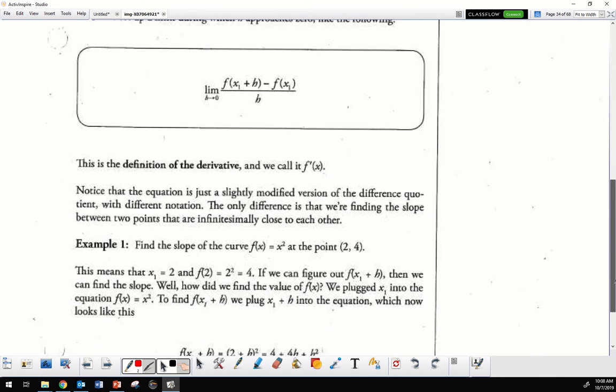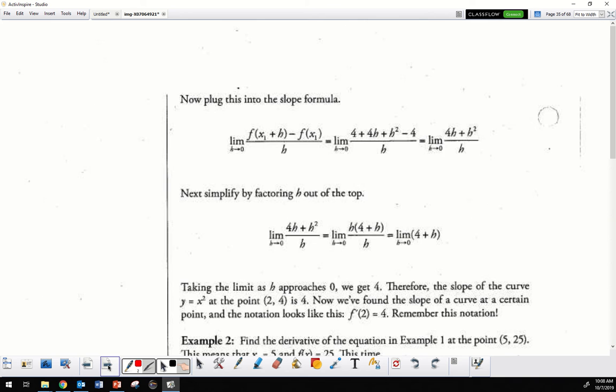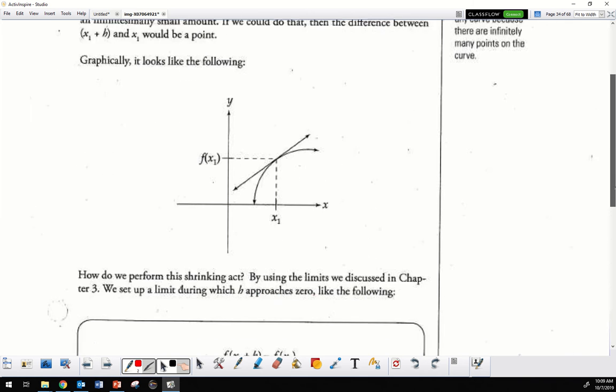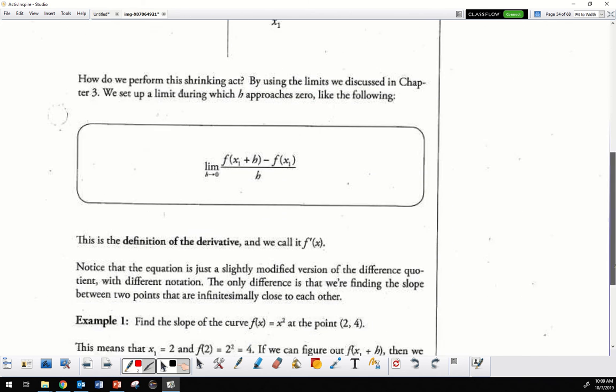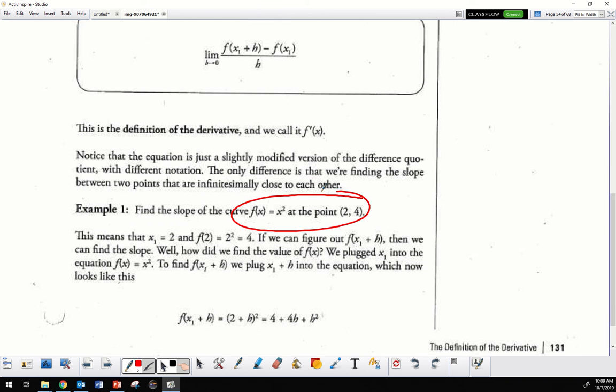Trying to get down to there. Where was the problem? I missed it? Oh, there it is. Okay, so here it is. So, I have those values.